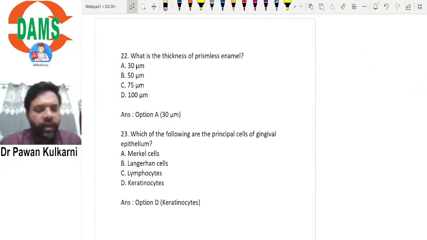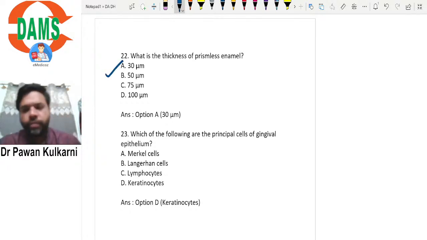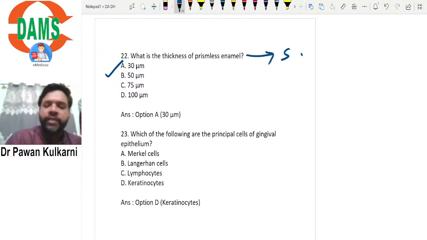What is the thickness of the prismless enamel? All of us know that there is a type of enamel called aprismatic enamel. What do you mean by aprismatic enamel? The enamel which doesn't contain prisms. The usual thickness of this aprismatic enamel is 30 microns, and it is basically a surface structure of enamel.